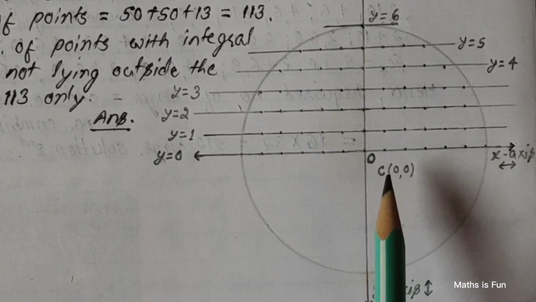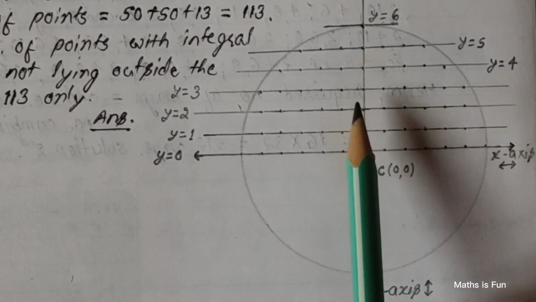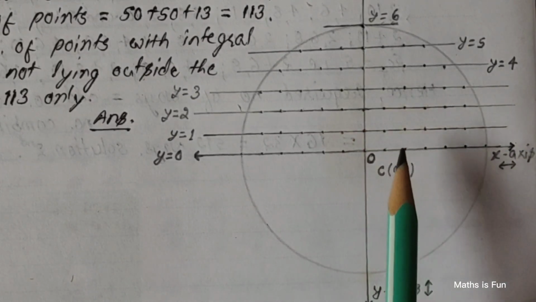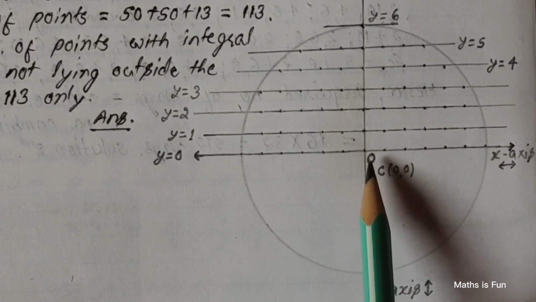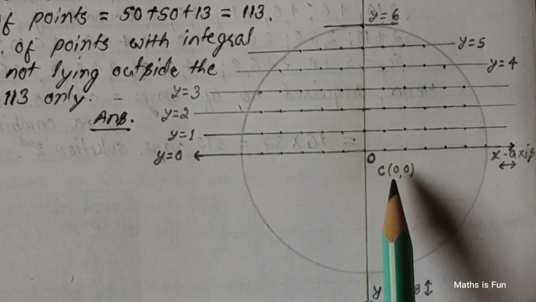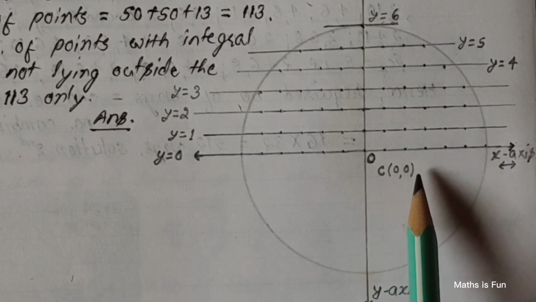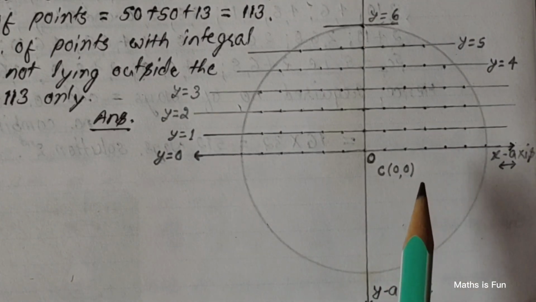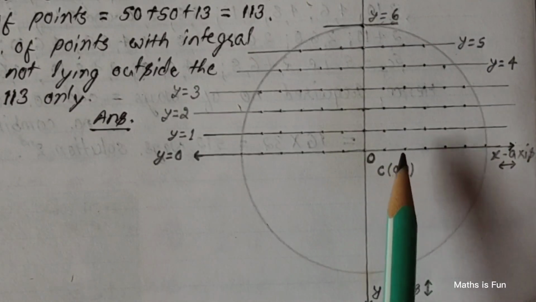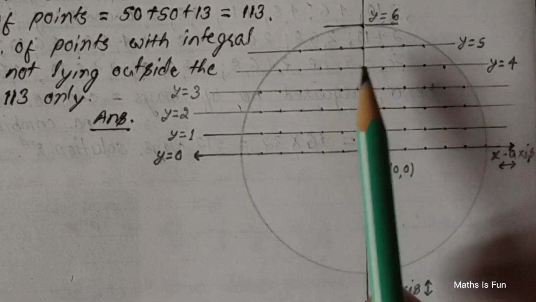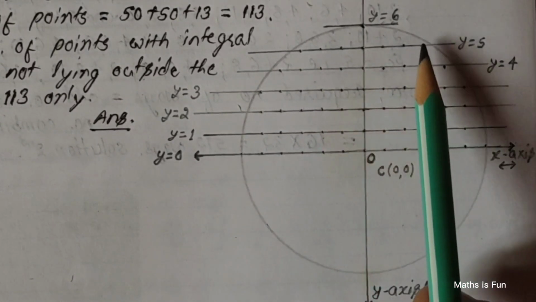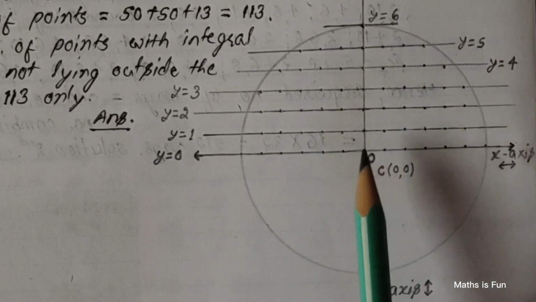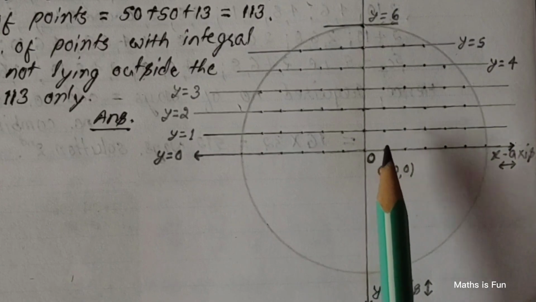Now since the center C of this circle has variable coordinates A and B, this circle can lie anywhere in this xy plane, but for simplicity we'll bring the center of this circle to the center of the xy plane. That means O equals C, and the coordinates will be A equals 0 and B equals 0. Now we know very well that given the radius 6 units of this circle, if this circle is shifted anywhere in the xy plane, there will not be any change in the number of points inside and on the circle. So the equation of the circle will become x squared plus y squared equals 36.